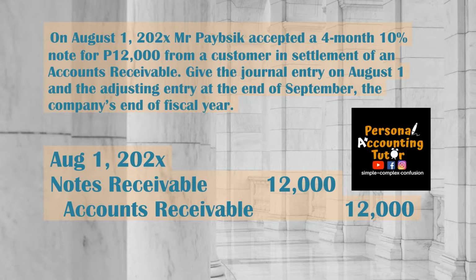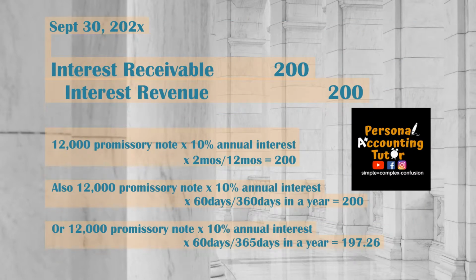Now the adjusting entry on September 30 would be debit interest receivable 200 and credit interest revenue or interest income 200. Computed as 12,000, the NR, times 10% annual interest, times 2/12 for the prorated months.